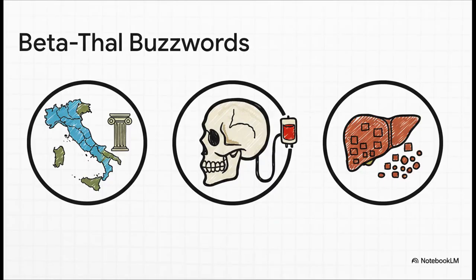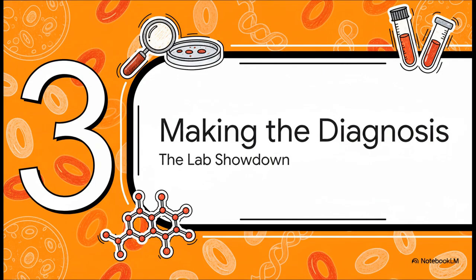And the buzzwords for beta, you gotta know these. Think Mediterranean populations, so Italian, Greek. The most severe form, thalassemia major, also has an eponym, Cooley anemia. Now, because the bone marrow is just working on overdrive, trying to pump out red cells, it expands like crazy, leading to classic bony deformities. And the huge complication from all the transfusions needed to treat it? Iron overload.